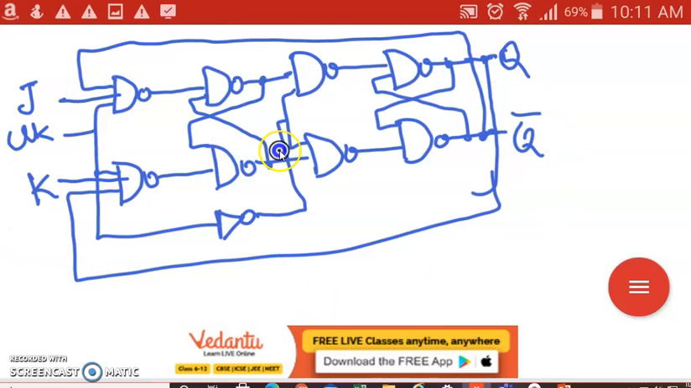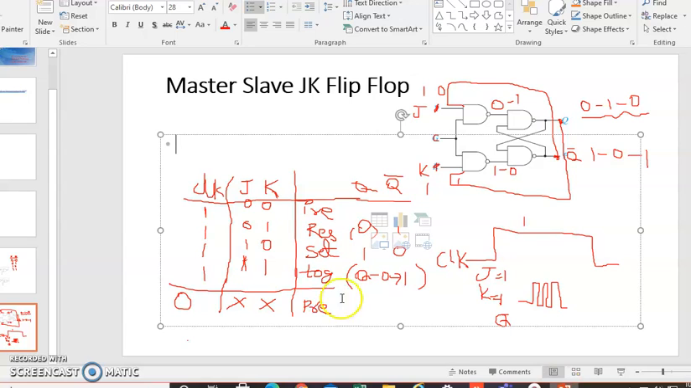So now with this, how does the JK flip-flop work, we know, right? JK flip-flop: 0 0 previous state, 0 1 reset, 1 0 set, 1 1 toggle. That's what we have written here.